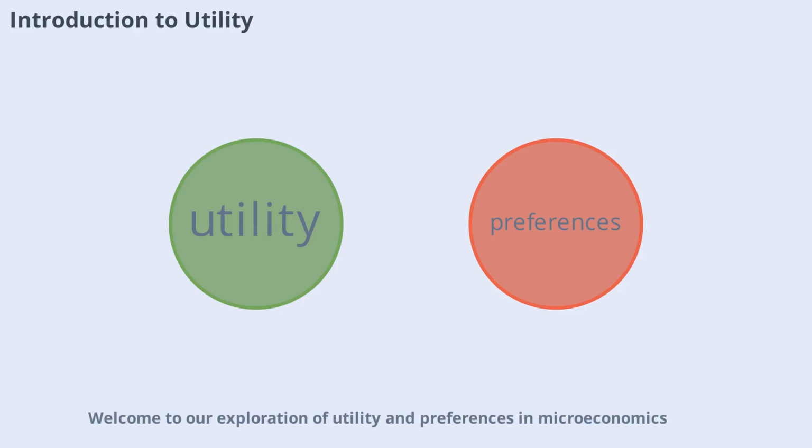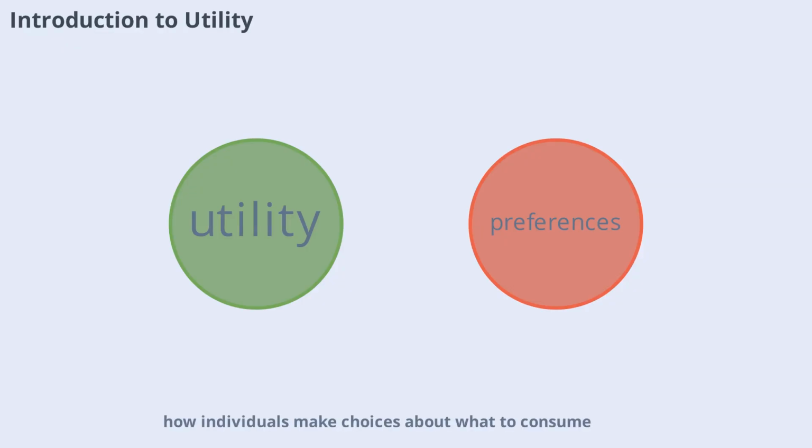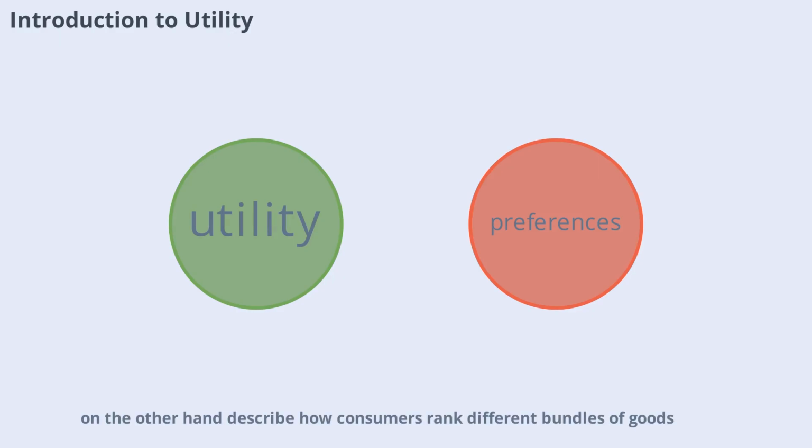Welcome to our exploration of utility and preferences in microeconomics. These two concepts are fundamental to understanding how individuals make choices about what to consume. Utility refers to the satisfaction or happiness that a consumer derives from consuming goods and services. Preferences, on the other hand, describe how consumers rank different bundles of goods based on the utility they expect to receive. In this video, we'll break down these concepts, discuss their significance, and see how they shape decision-making in everyday life. Let's start by diving into the meaning of utility and why it's so central to economic theory.